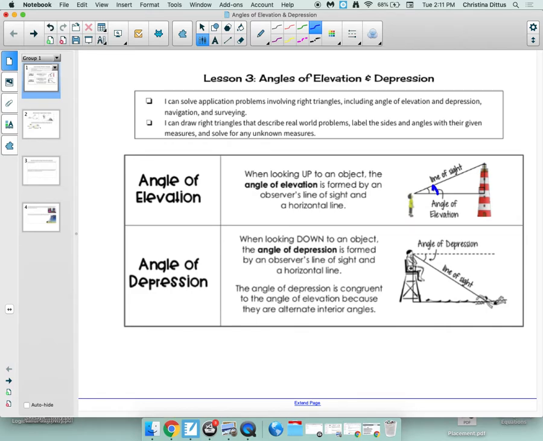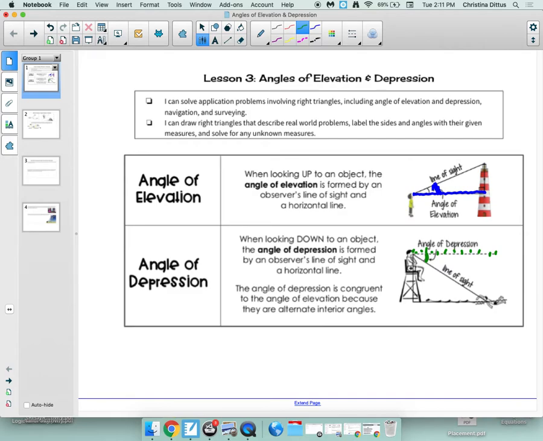How you know is you have this horizontal line, and your angle is above it. So if it's above a line, it is elevation. Okay? We also have angles of depression. That is when you're looking down on something. So like this lifeguard is looking down at the swimmer. This is our angle of depression. It's also depression because it is below that little line there. So below the line, depression, above the line, elevation. Looking up, elevation, looking down, depression.